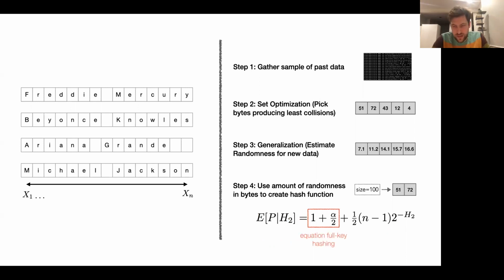This equation here is the same as for full key hashing and essentially depends on alpha, which is how full the hash table is. So that's the number of items over the number of slots in the hash table. And this term on the right is the penalty from doing partial key hashing instead of full key hashing. So this is essentially the added number of comparisons we expect to do in return for having this much faster hash function evaluation. And we can see that it exponentially drops off with increasing entropy, but also rises with the number of items that we're storing, n.